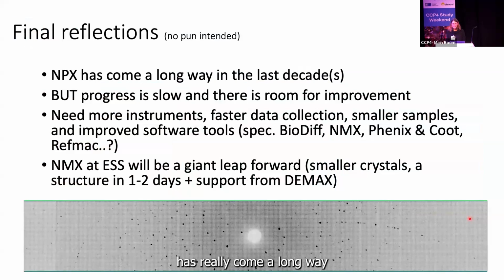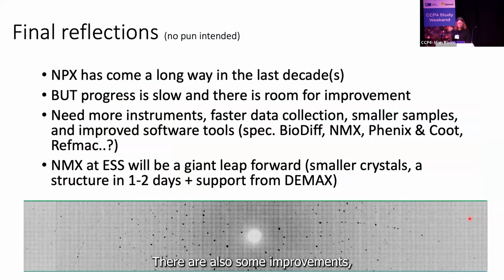NPX has really come a long way in the last decades. Progress is slow, and there is some room for improvement. We do need more beamlines. Biodiff in Germany being down at the moment is a huge hit, and we see it in the statistics as well. Since they were not in operations the last years, there is really a decrease in the number of new structures being determined. So we need Biodiff back, and we need to hurry up and finish NMX.